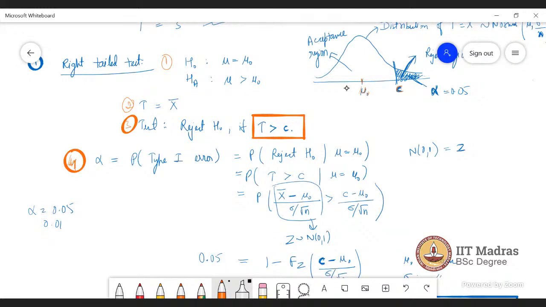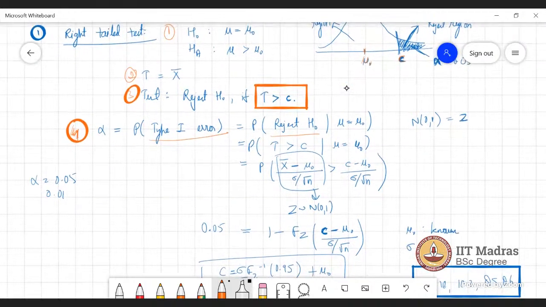So alpha is given as probability of type 1 error, and it says that given your null hypothesis is true, you know that your null is true, still you are going to reject H0, and by doing that you are making an error. So that probability is termed as probability of type 1 error, and this is your alpha. So when are we rejecting H0? We are rejecting H0 if the statistic value comes out to be greater than the critical value, given null is true.